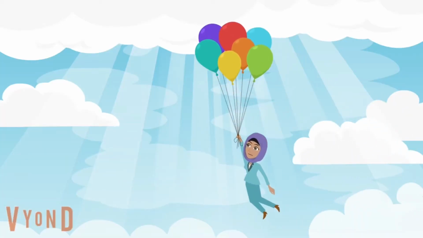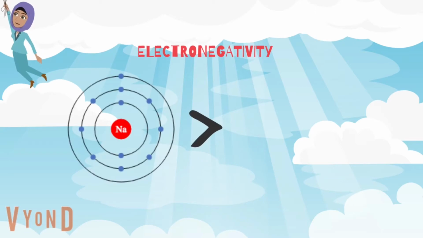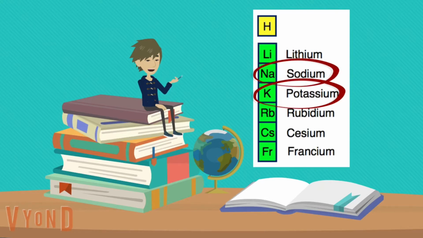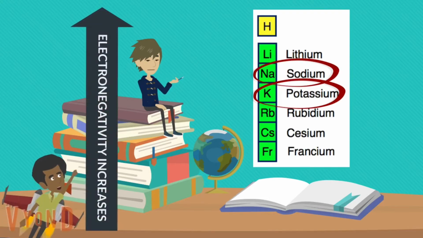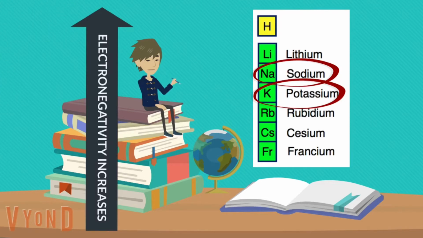Now kids, what do you think makes sodium atom more electronegative than potassium atom? Well, it's because potassium is below sodium in the periodic table. Yeah, and from the bottom to the top of the periodic table, the electronegativity increases.